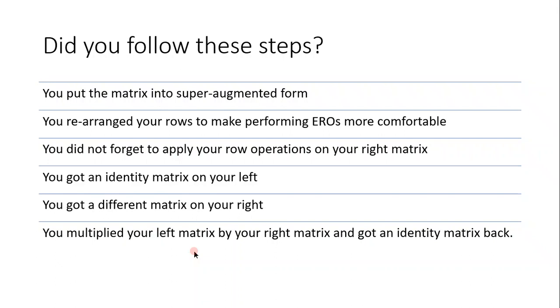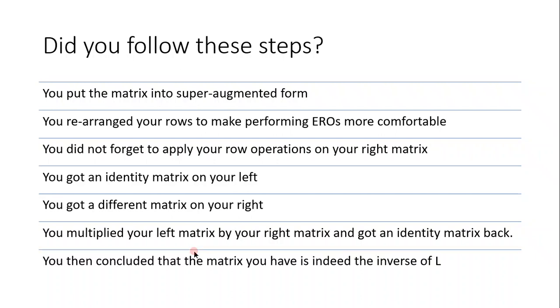You multiplied your left matrix by your right matrix and got an identity matrix back, i.e. you checked. Because you know how row operations are, they're tricky, you usually slip up and make a mistake sometimes. So just check. And it's pretty easy to find. If it's the actual inverse, you just multiply the matrices together and make sure you get the identity matrix. And then you conclude that the matrix you have is indeed the inverse of L. That's quite an important one.